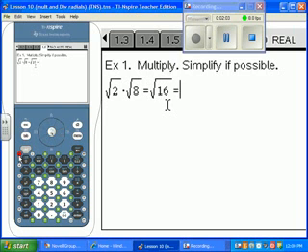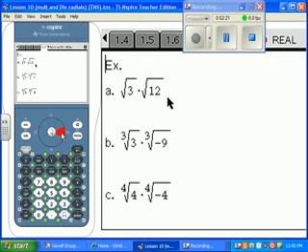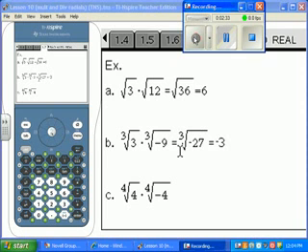Am I done? No. What's the square root of 16 equal? 4. Very good. Easy? It will get harder. Not too much harder, but it will get harder. Let's look at the next page. We have square root of 3 times the square root of 12. I want you to go ahead and try the next three. See how you do.